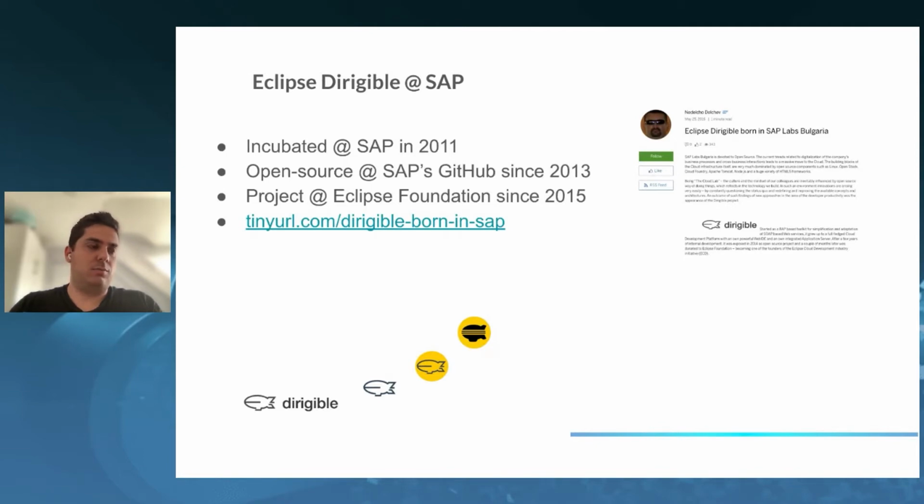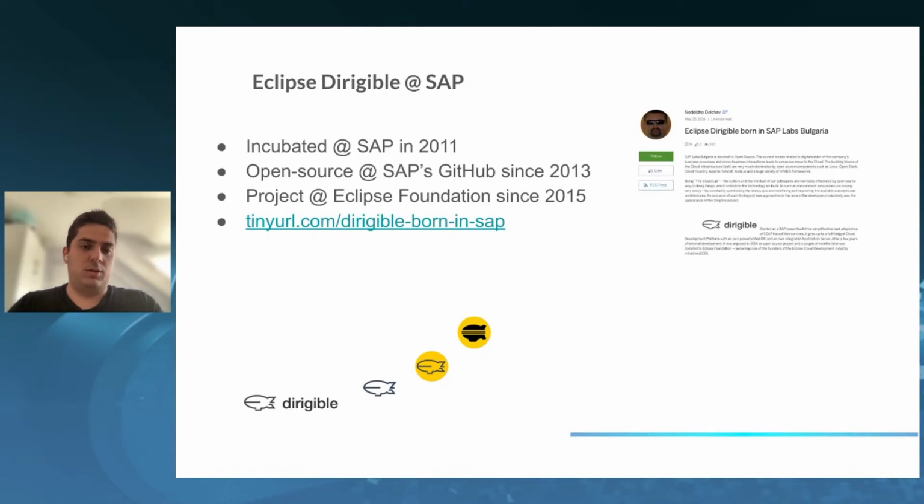Initially, it was an internal proprietary project, but after a few years, we realized that it is better to donate that project to the open source community. It was published in SAP's GitHub repository in 2013. After a few more years, we went to the Eclipse Foundation, and we have been a member since 2015.